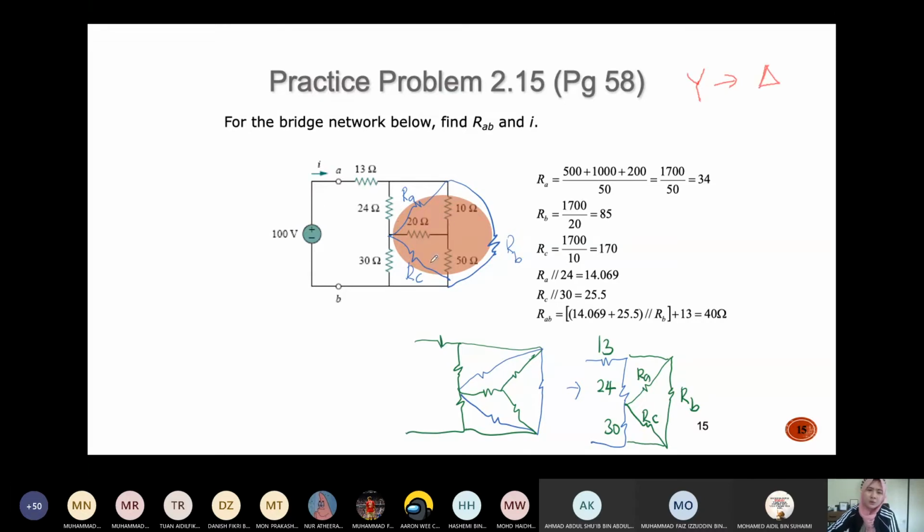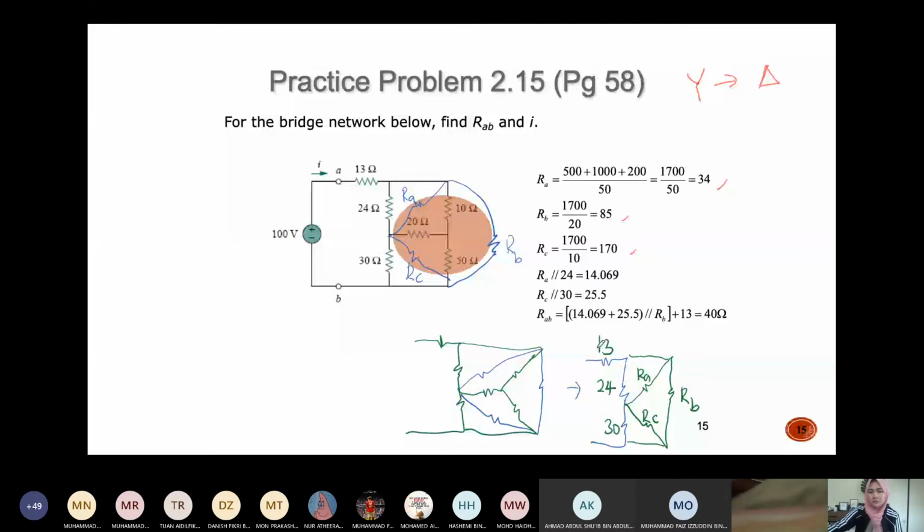Now I want to change this part from a Y network to a delta network. So I need to find the values for RA, RB and also RC. You just use the formula. You should get RA equals 34, RB equals 85 and RC equals 170. Then only you redraw this circuit using the delta network. Previously the green one is the initial circuit. The new circuit is the one in blue over here. This is a delta network.